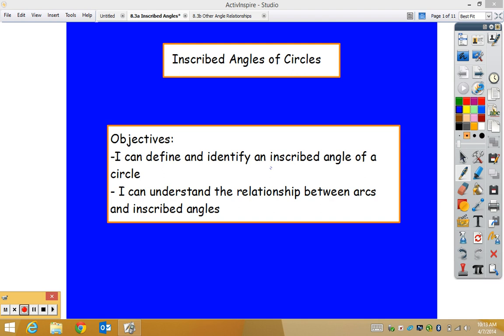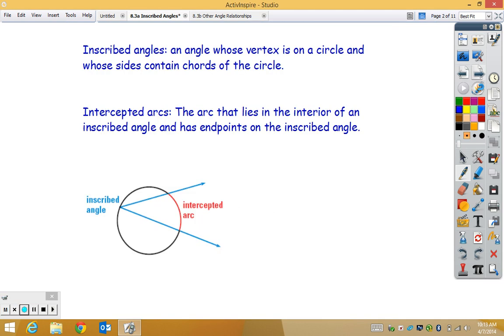So the topic of today's video is inscribed angles of circles. Our objectives: I can define and identify an inscribed angle of a circle, and I can understand the relationship between arcs and inscribed angles. Now, an inscribed angle is an angle whose vertex is on a circle and whose sides contain chords of the circle.